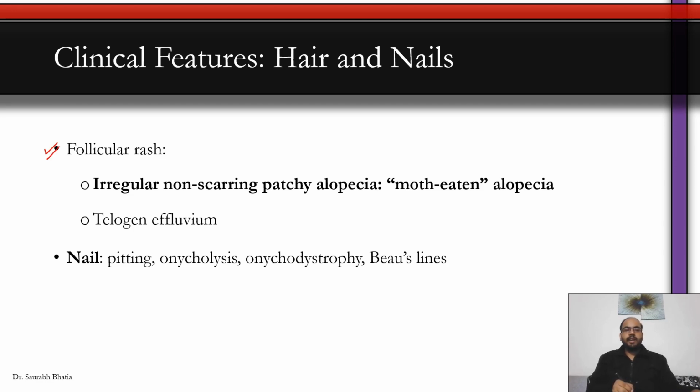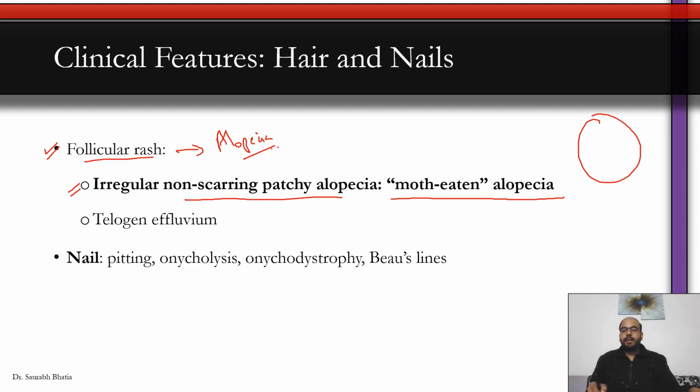When syphilis involves hair, it can present as a follicular rash, and the inflammation can eventually lead to alopecia. It may present as irregular, non-scarring patchy alopecia, which is described as moth-eaten alopecia. So what do we mean by that? This is the top view of the scalp, and in the top view of the scalp, you will see this irregular, patchy loss of hair. This patchy loss of hair is described as moth-eaten alopecia.